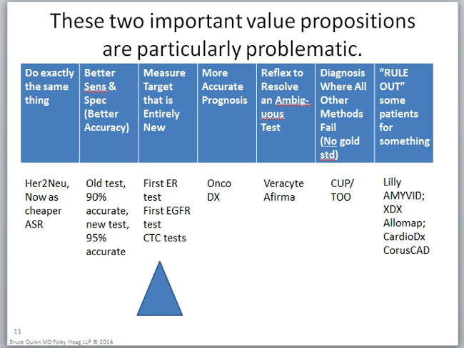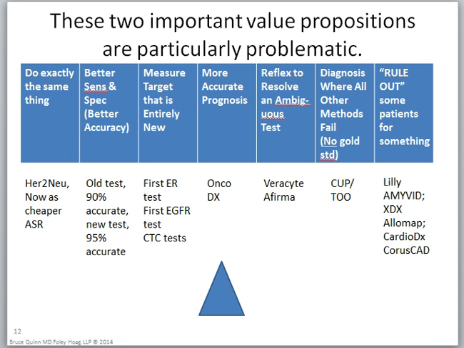Another example is that you can measure a target that's entirely new. So when we were introducing tamoxifen as treatment after breast cancer, the first estrogen receptor tests were entirely new. We had never done anything like that before clinically. When we were looking at Erbitux and other drugs for colon and lung cancer, we started testing EGFR. Never had done that before. Circulating tumor cell tests, a very interesting modern category of tests, measure something, circulating tumor cells, that you just couldn't measure clinically before. So it's something that's entirely new.